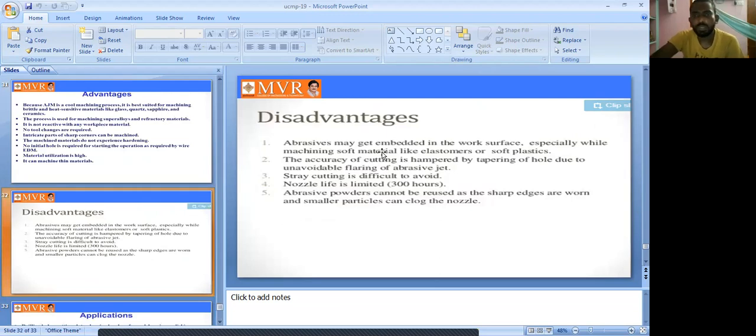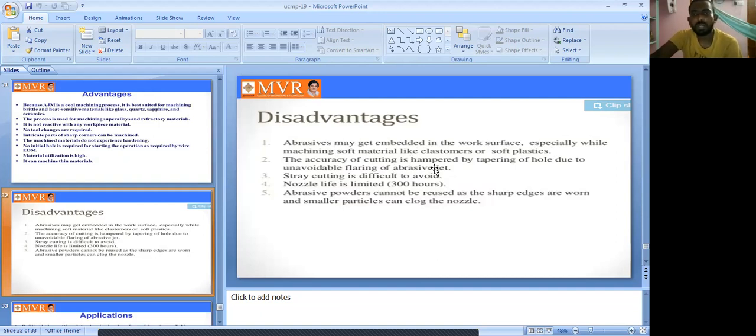Abrasive may be embedded in the work surface, especially while machining soft materials like soft plastics. When we machine soft materials, the abrasive may get embedded in the work surface. So that is one of the disadvantages.